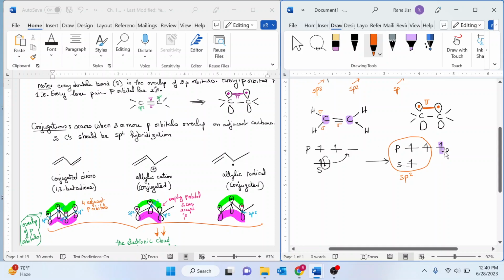The capacity of the p orbital is a max of 2 electrons each. However, when the p orbital has one electron, it can overlap with another p orbital that has one electron, and this is when they make a pi bond. So pi bonds are restricted to p orbitals having one electron each. Here, because this carbon is an sp2 hybridization, we are left with a p orbital, and this is how we get our pi bond.